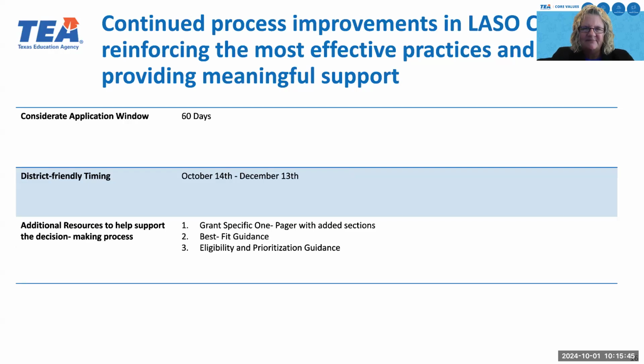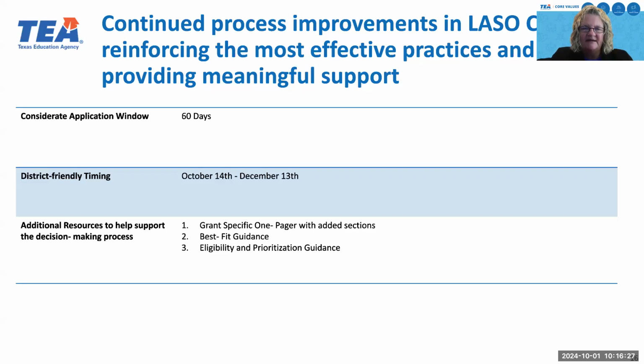In our continuous improvement lens and wanting to improve our support for you, we are reinforcing the most effective practices in that our application window is considerate of LEAs' timing. It has increased from 45 days to 60 days, still maintaining that district-friendly timeline of October 14th through December 13th. So starting after school has a chance to start, your support teams have gathered to determine what your goals are and how to align these grant offerings now to you is another consideration, and closing before holiday break.